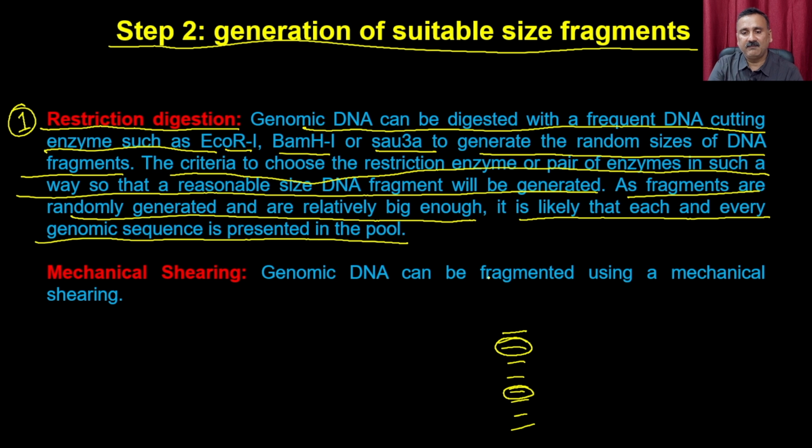And because of that, if you see that the probe is binding at multiple locations, that means your gene has that many copies present within the genome.